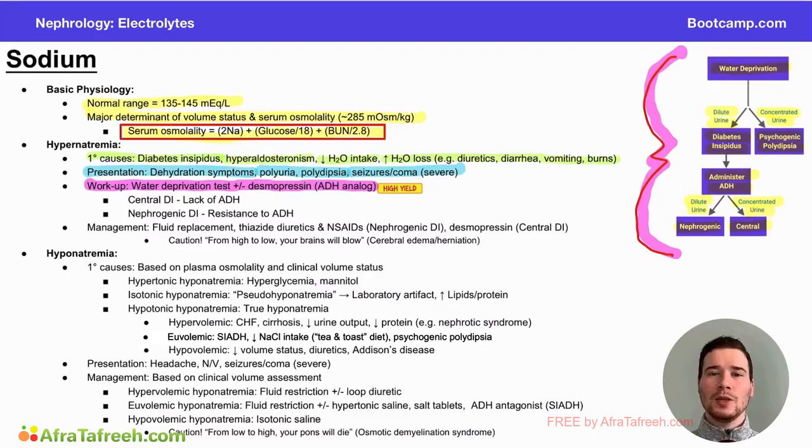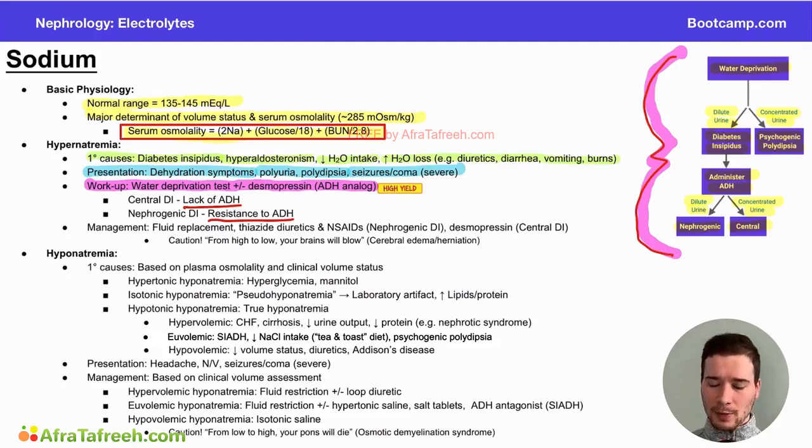The best test to do if somebody is hypernatremic is to water deprive them. This will tell you, do they have diabetes insipidus or do they have psychogenic polydipsia? And then giving them that ADH analog will help you determine what type of DI they might have, if they have it at all. Really something that they like to test you all about. Again, central is a lack of ADH versus nephrogenic is resistance to ADH. So that's when the body is producing ADH or we give it to them exogenously, but their receptors are damaged and thus they don't actually respond to it.